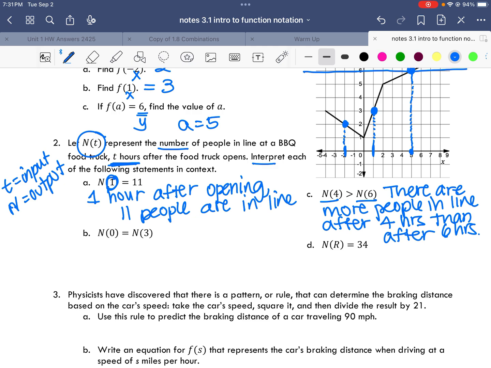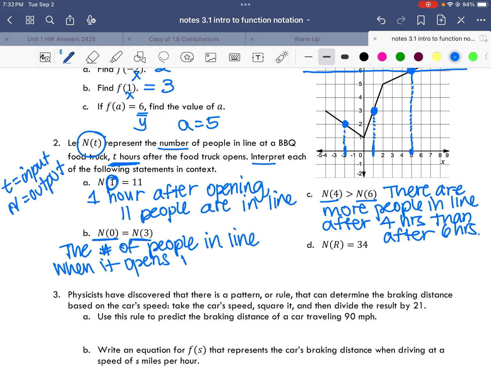Okay, moving on to the next one. This means 0 hours, and this means 3 hours, and it's saying they're the same. So the number of people in line, well, 0 hours would be when it opens, and at 3 hours is the same.